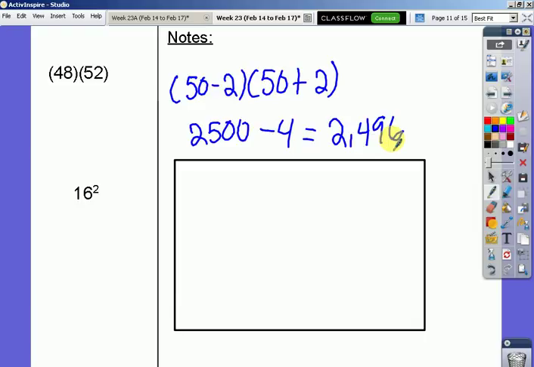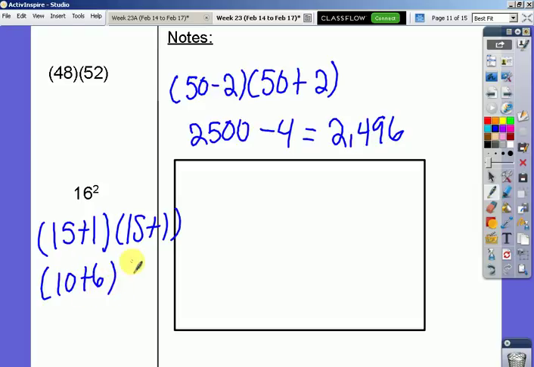We can actually apply the same logic to taking things and squaring them. So what I mean by that is, of course, we can think of two things. Now, my trick is take things that are easy to square, because you don't want to make it harder, right? You don't want to say, well, what's 15 plus 1 times 15 plus 1? Well, in that case, you might as well just take 16 squared, do it the long way. What I ended up doing was 10 plus 6. Because I know the square of 10, which is 100, right?